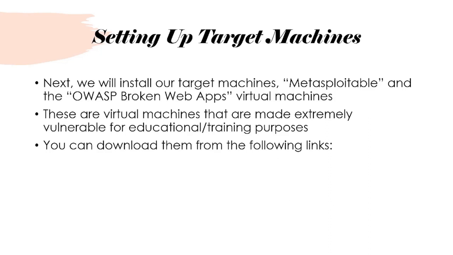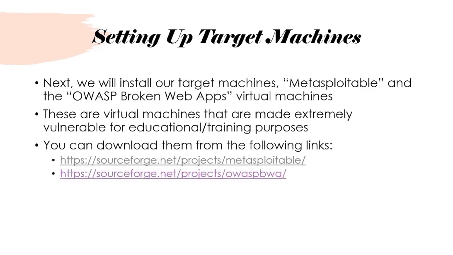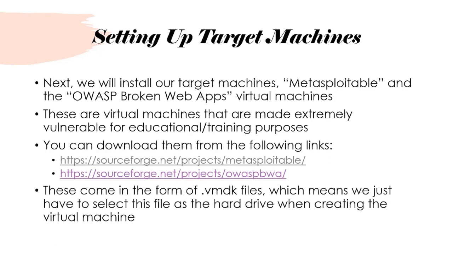So you can download them from these two links right here. And you're going to notice that they come in the form of .vmdk files, and that just means that we just have to select this file as the hard drive when we create the virtual machine, if you remember that option during the process. So now let's actually go through the process of doing one of these.